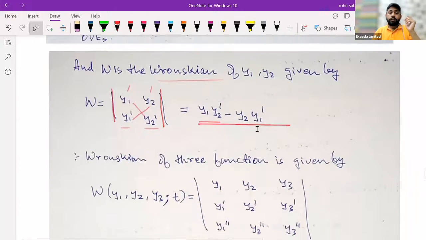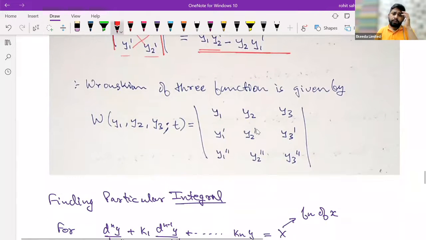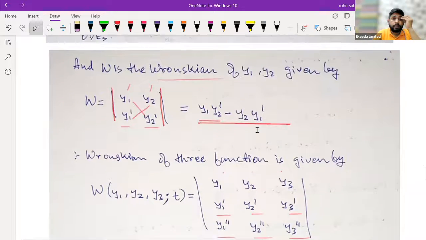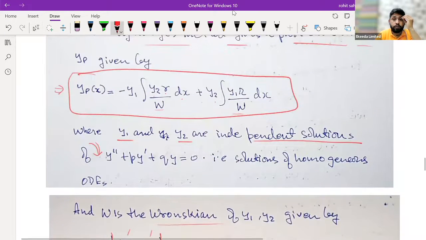Now what about the three independent? If there are three independent, then y1, y2, y3, y1 dash, y2 dash, y3 dash, y1 double dash, y2 double dash and y3 double dash. The determinant value of this will be your Wronskian for the third order. What are these y1, y2, y3? These are the independent solutions which you are getting. Right? Now, if this is also clear, this was the expression we are going to use.